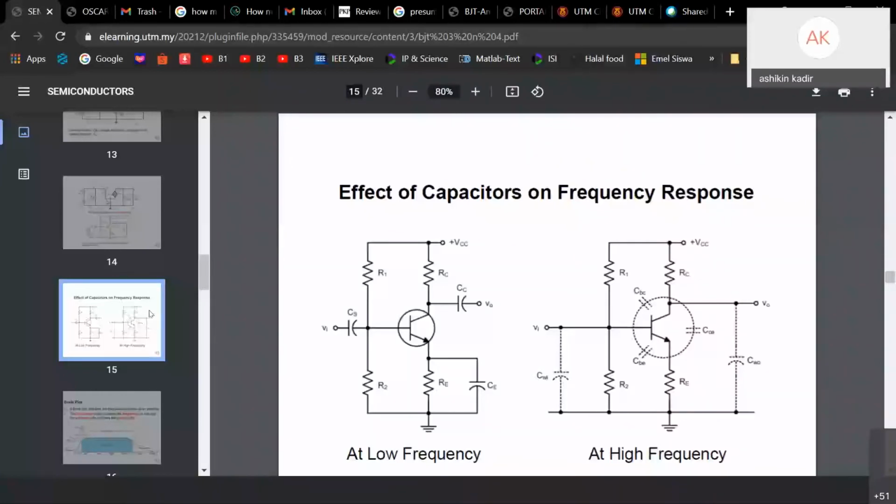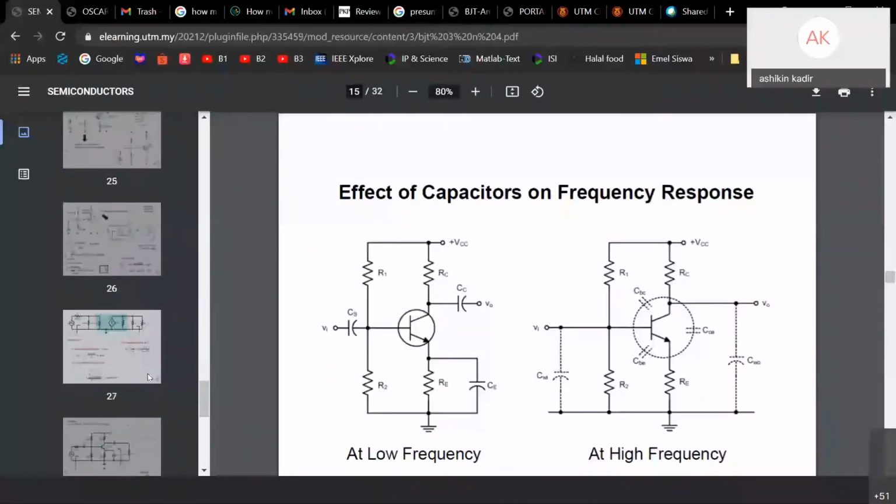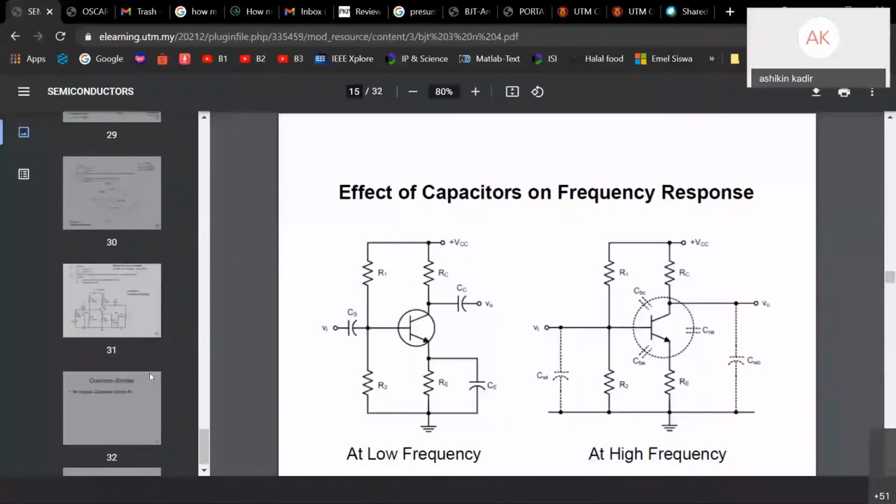So for the next class, we will learn how to draw the AC equivalent circuit during low frequency and also during high frequency. We will continue with today's example of the circuit on the next class. Okay, now it's already 1 p.m. Anything to ask before we dismiss?